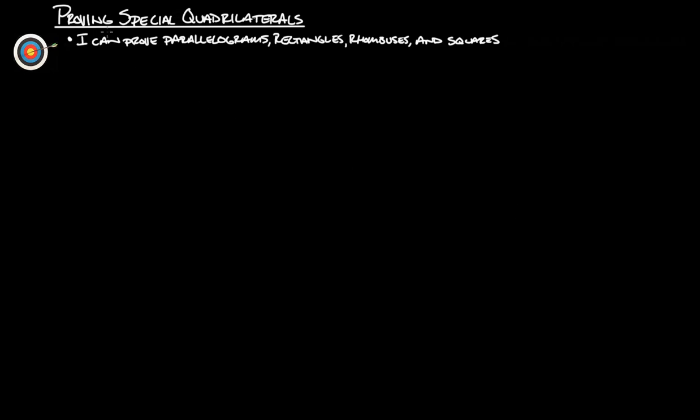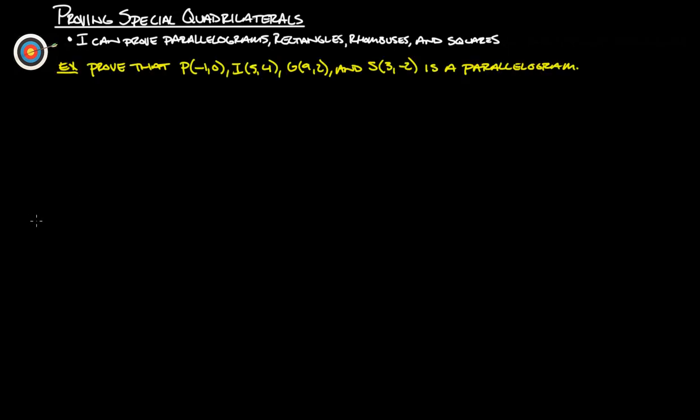I'm going to take you through the notes on proving special quadrilaterals. At the end of this, you should be able to say, I can prove parallelograms, rectangles, rhombuses, and squares. So first thing, let's just get straight into some examples.